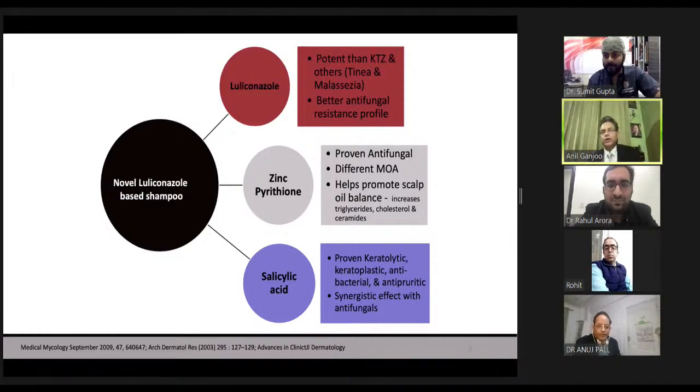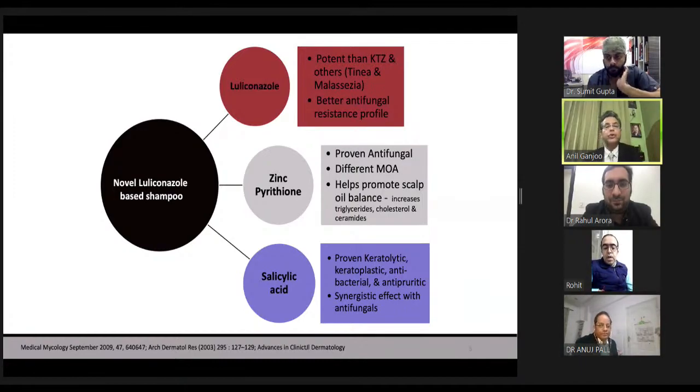Okay. So I'm closing on the note that there's a new novel combination available with luliconazole, which has not been available as a shampoo until recently. In combination with zinc pyrithione and salicylic acid, luliconazole is a very potent antifungal, better than ketoconazole in most situations against Malassezia. Zinc pyrithione is a potent antifungal with a different mechanism of action, and helps to balance the increased triglycerides, cholesterol, and ceramides. Salicylic acid is a proven keratolytic, keratoplastic, antibacterial, and anti-inflammatory, and has synergistic action with antifungals. So this combination seems quite promising for future use.